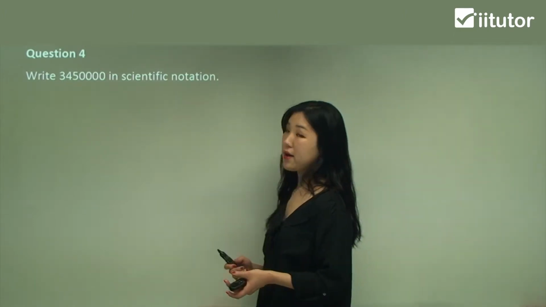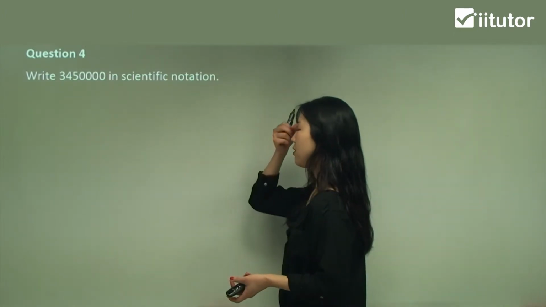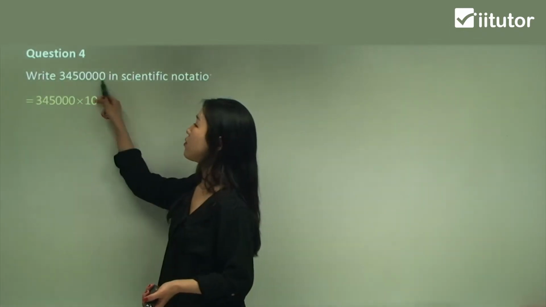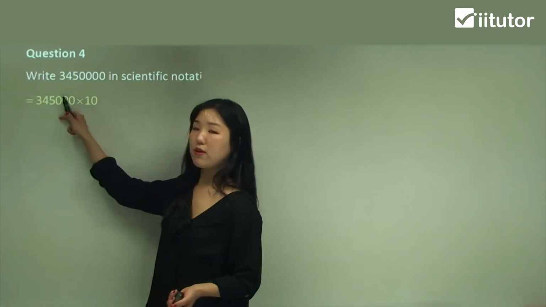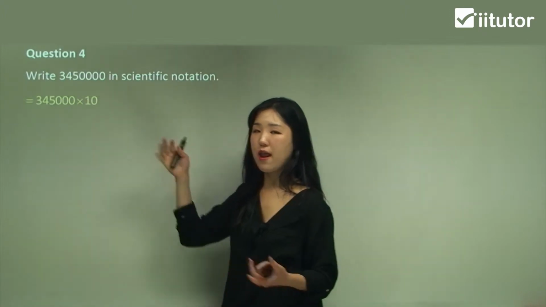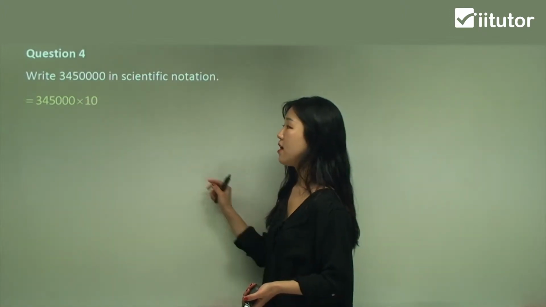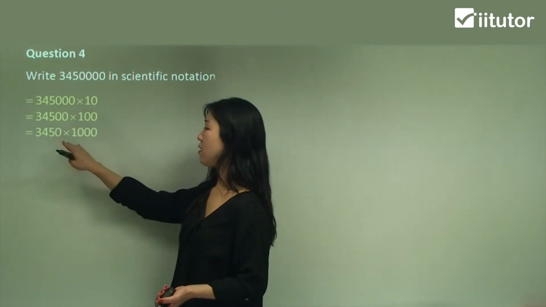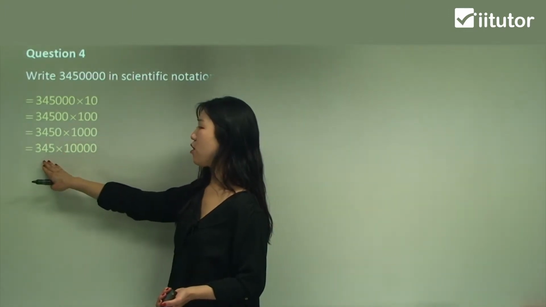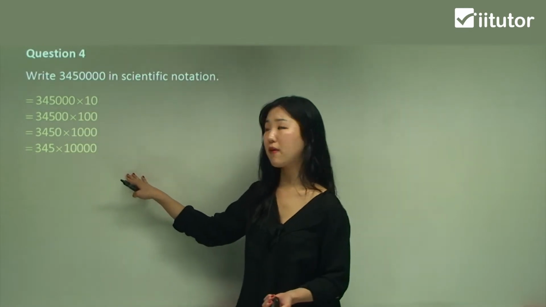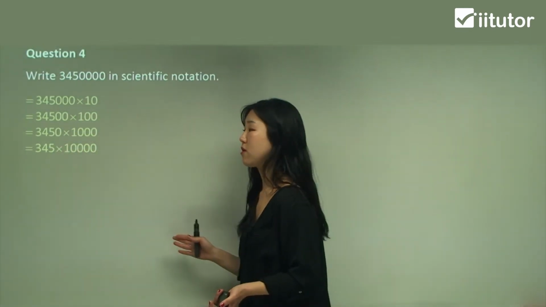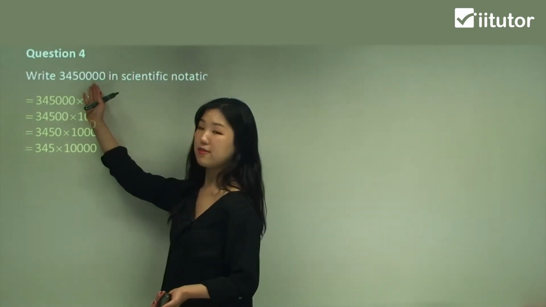Question 4. Write this one. That's quite a big number, isn't it, in scientific notation. So what I'm going to do is write like this first. So see how there's 4 zeros here? I've only put 3 zeros here and I just separate out that 10 times 10. So if I have 2 zeros here, I have 100. If I have 1 zero, I have 1,000. If I have no zeros, I have 10,000. So basically I've separated all the zeros from the 345. So 345 times 10,000, we know that's that, isn't it?